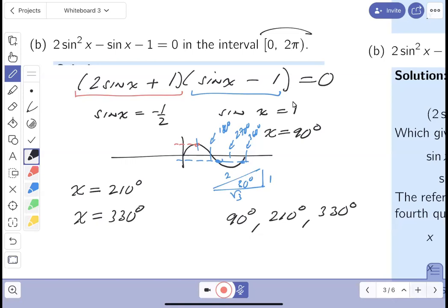Now, I want to be honest with you. These were all multiples of 30 degrees. Let me put this over here for you. And 30 degrees, I'll put this down for you, is pi over 180, and that would be pi over 6.